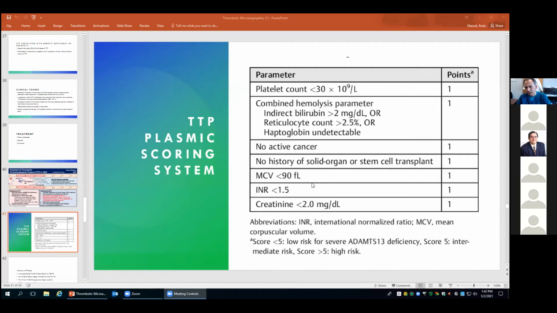So if you have a high score, 6 or 7, there's a 90% chance you're dealing with TTP, and you go ahead and do the treatment for that, steroids and plasmapheresis, plasma exchange. You don't have to wait for ADAMTS13 to come back. That's very important, because time is very important when you're dealing with that condition.